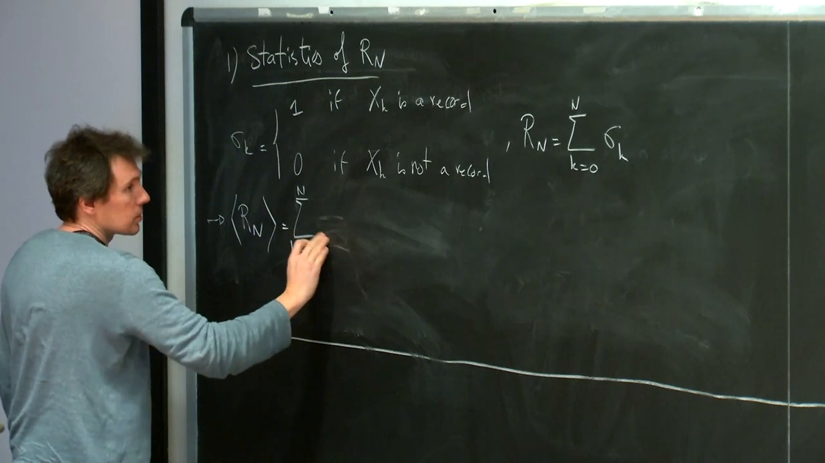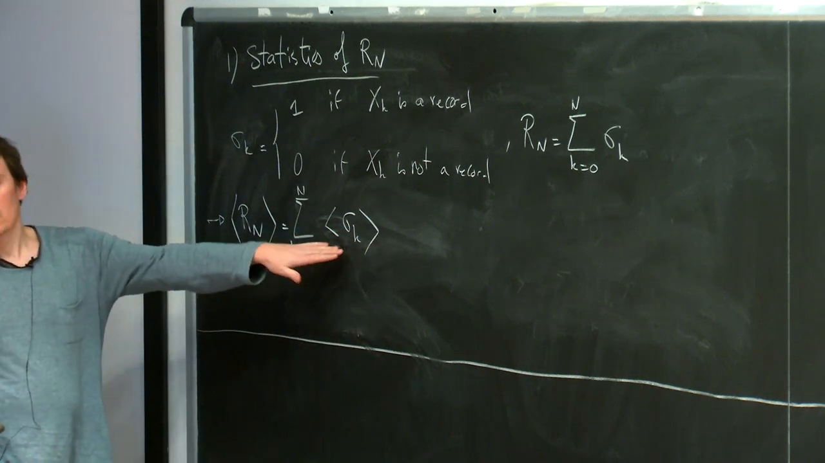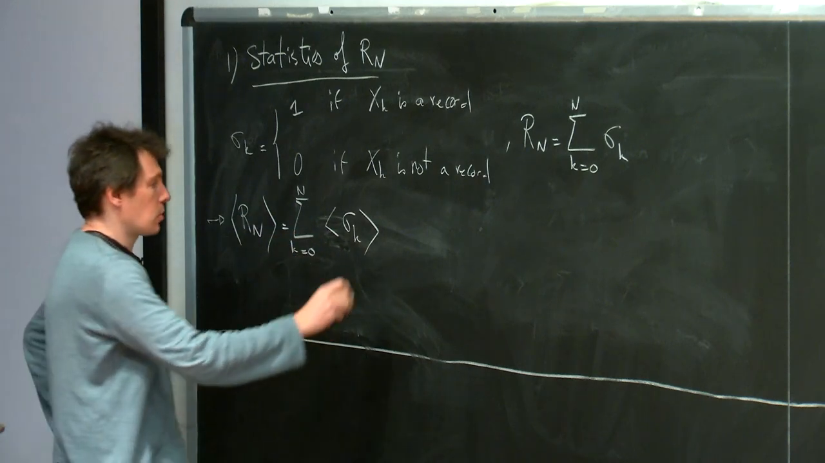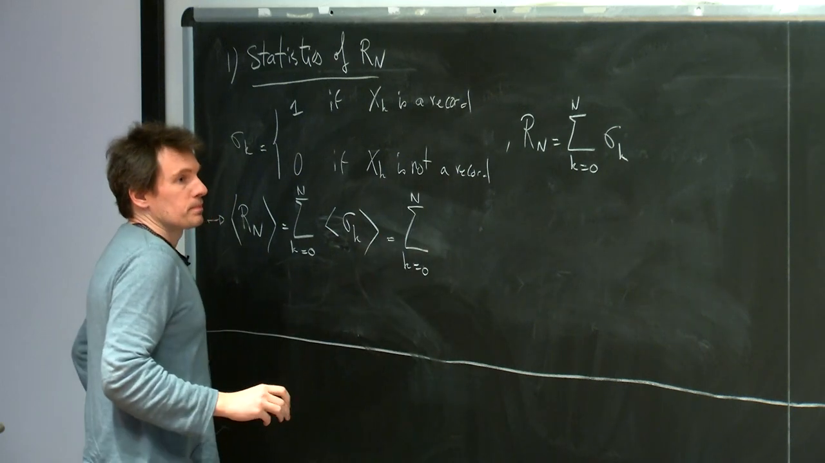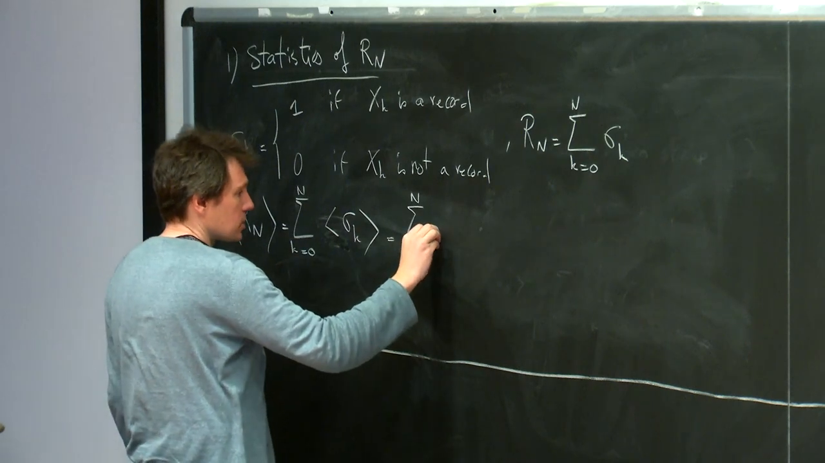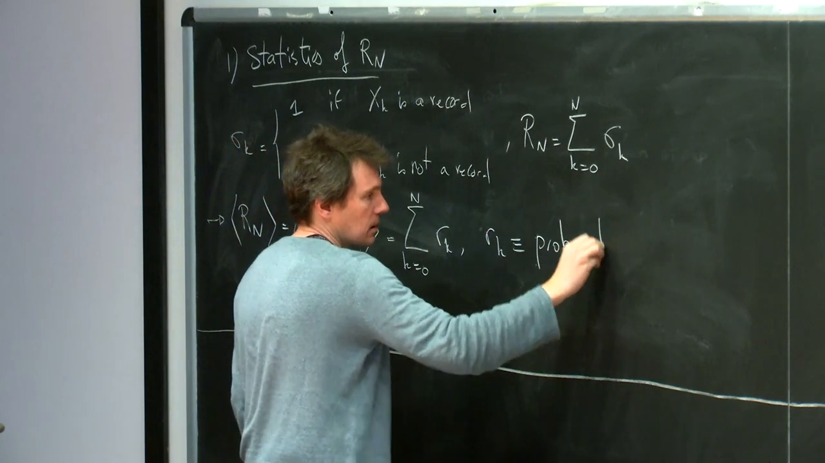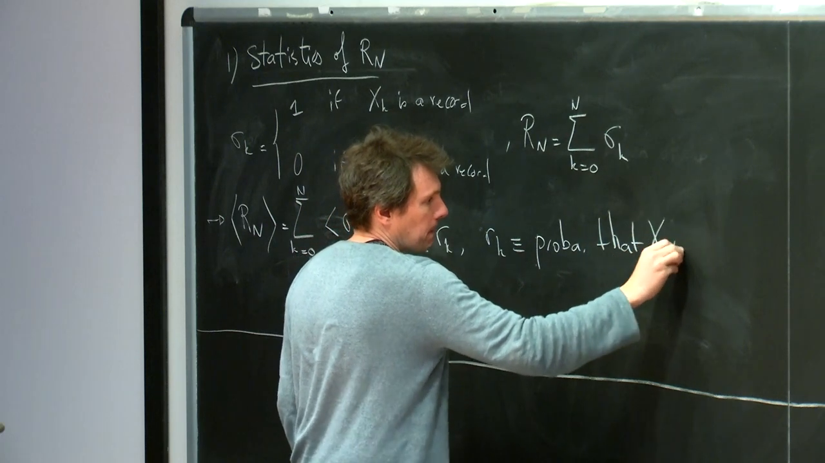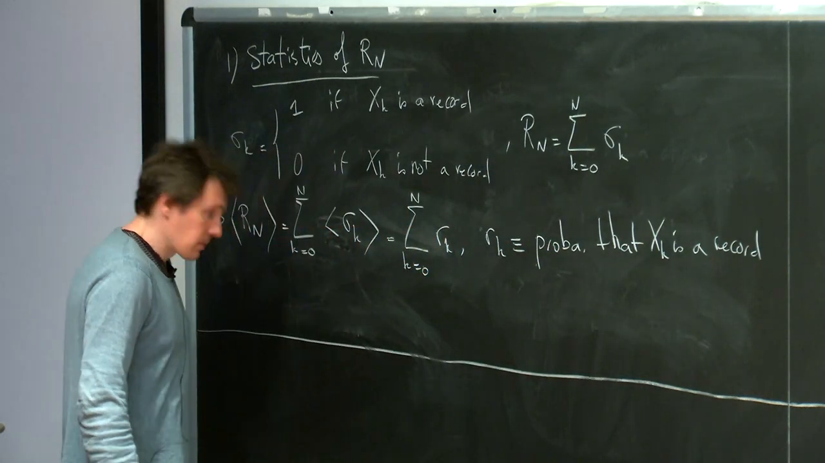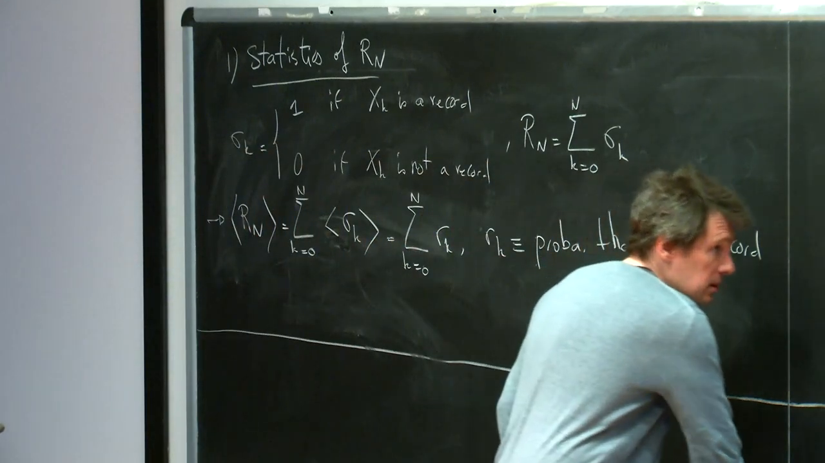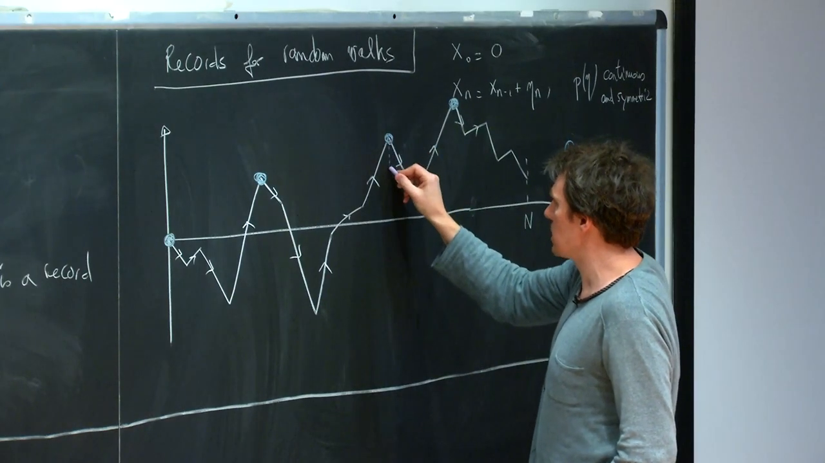And Rk, let's do it this way again. Sigma k, and yesterday I convinced you that this is just the probability to observe a record at step k. So this is just Rk, the probability that xk is a record. So let's try to compute this object. Let's look at this picture here, and suppose we would like to compute the probability to have a record here at step k.